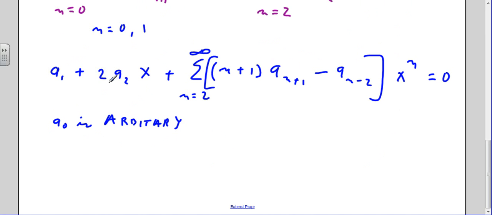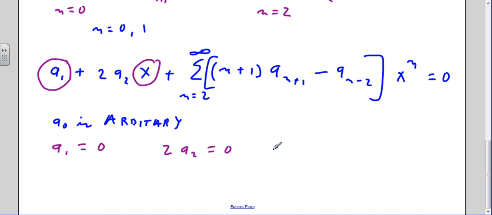But due to the nature of the power series, each of the coefficients of the x terms has to be 0 individually. So the x to the 0 term that's sitting right there has to equal 0. A1 has to be 0. I have no other choice. The x to the first term, which is sitting there, 2A2, also has to be 0, which implies that A2 is 0.